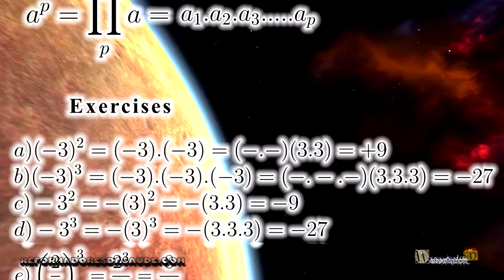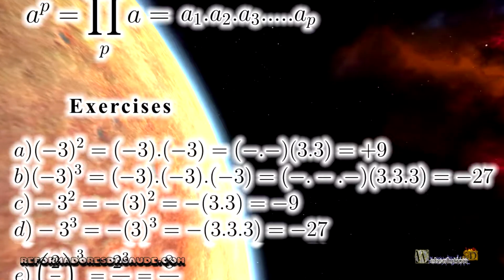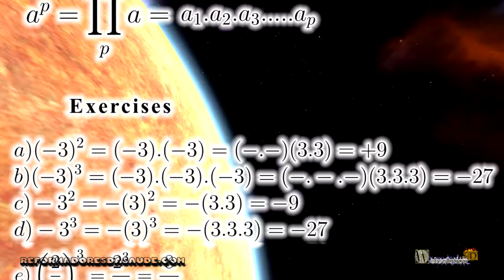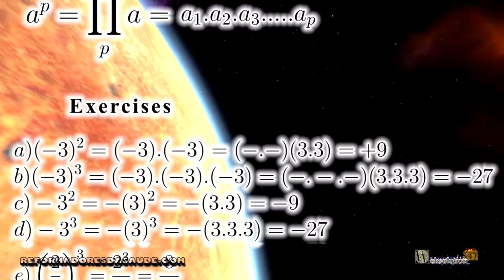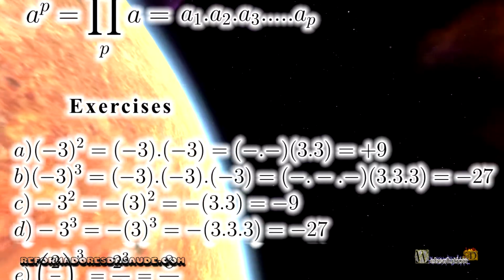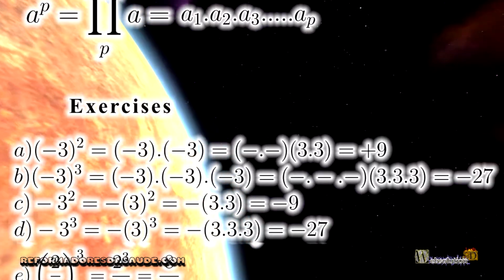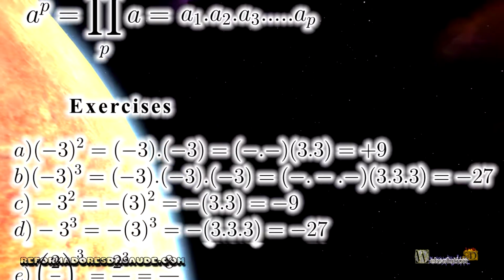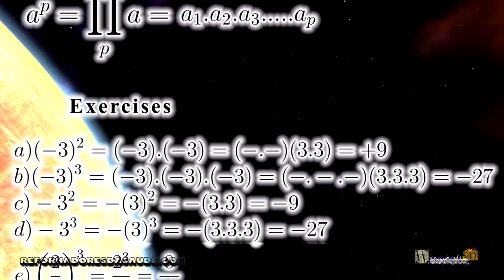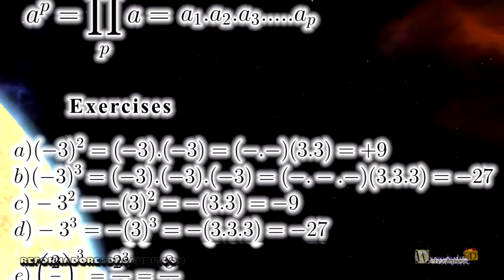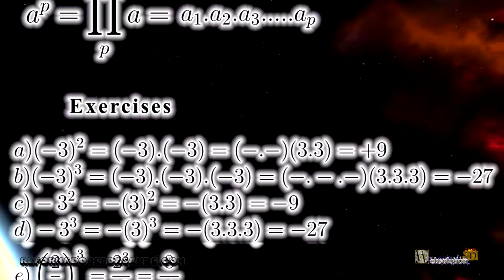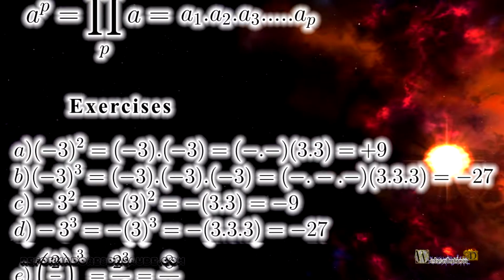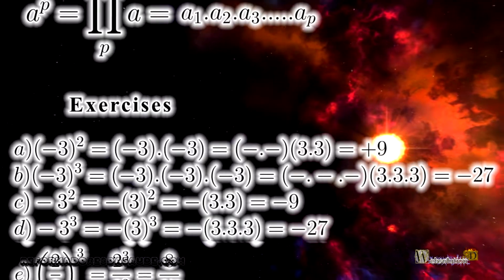But if we have the same minus 3 in parentheses raised to 3, according to the formula we have the multiplication of 3 minus signs, and as it is odd, minus times minus is minus, and 3 times 3 results in minus 27. But now if we are raising without the parentheses, the minus is not being raised, so it remains. So minus 3 raised to 2 is minus 9. And the same thing happens when minus 3 is raised to 3: the minus stays because it's not being raised, and 3 times 3 results in minus 27.